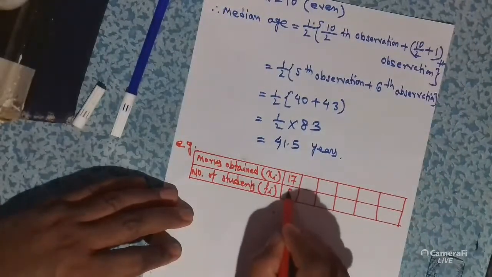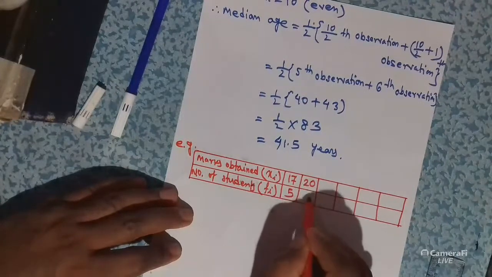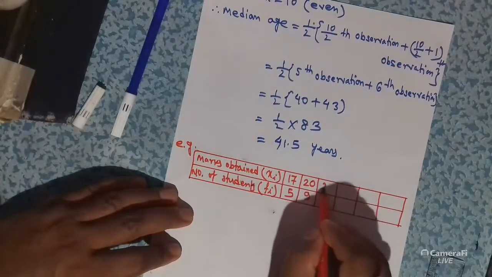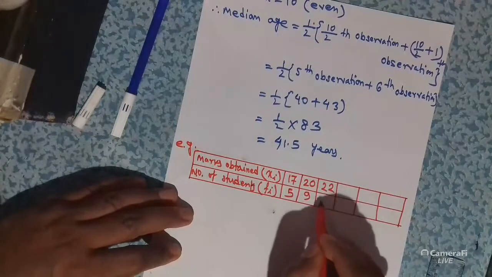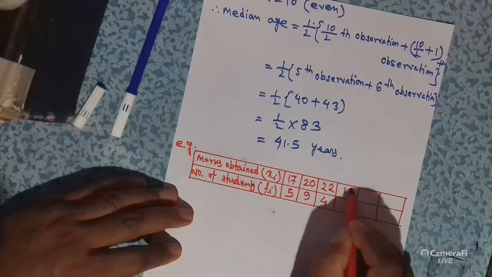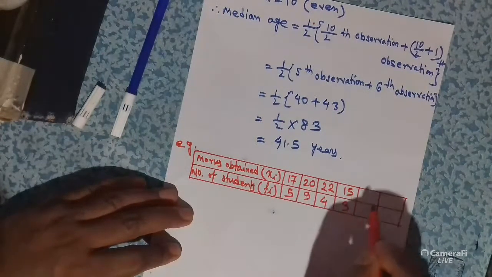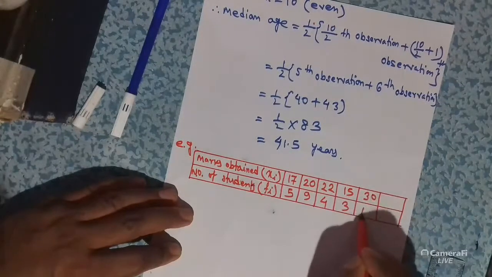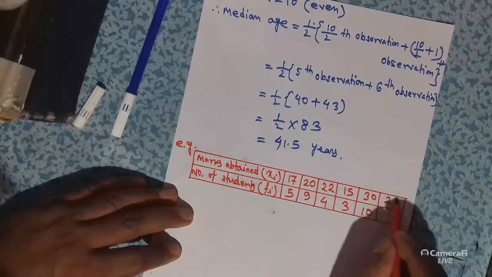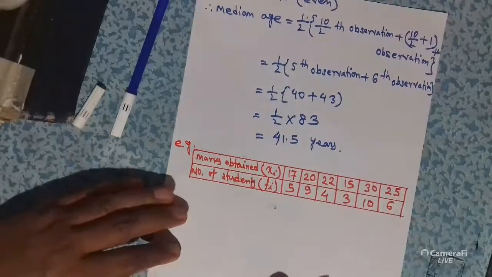Seventeen, 5, 29, 22, 4, 15, 3, 30, 10, 25, 6.